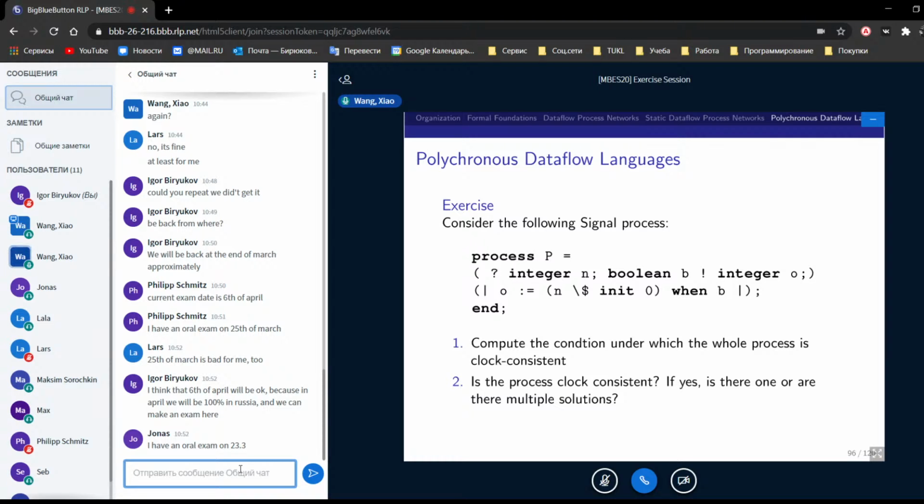Okay, but for Jonas, you have an oral exam on March the 23rd. So I assume that you're saying that the dates on the 24th and 25th are also not good for you.